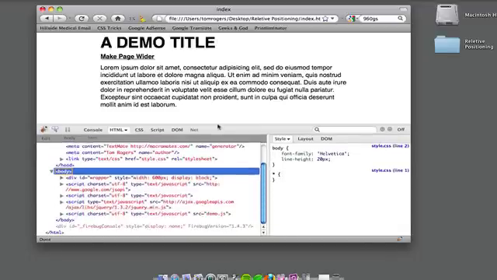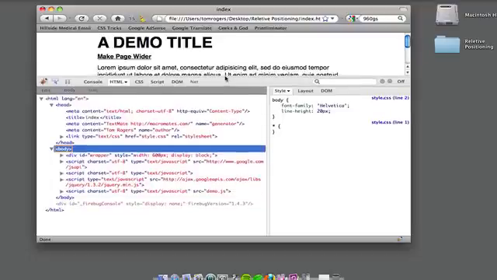Anyway, this was quite long. I always have a habit of making things that should be easy, really, really long, but this was about how to include jQuery from Google. Thanks for watching.